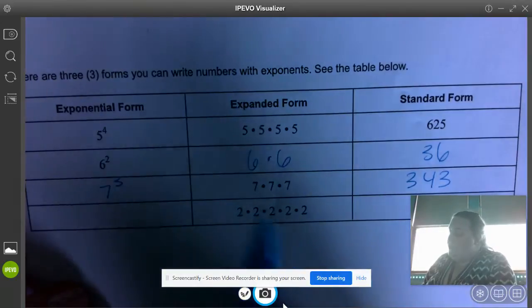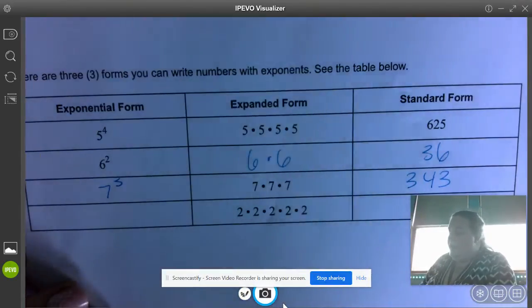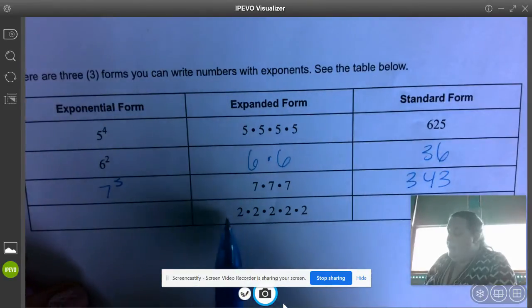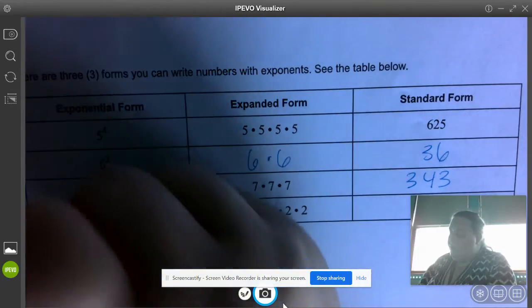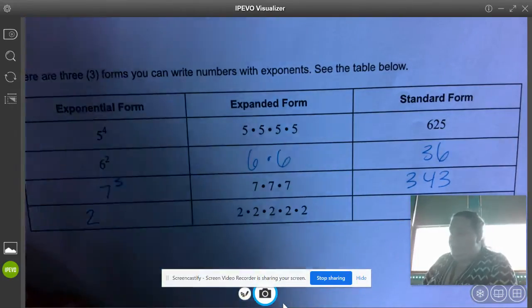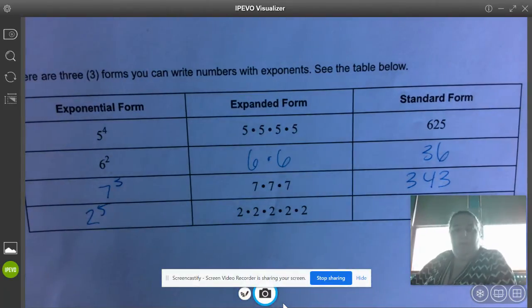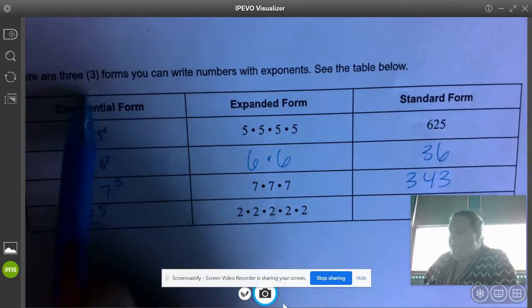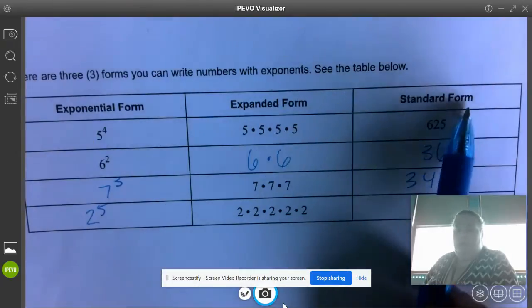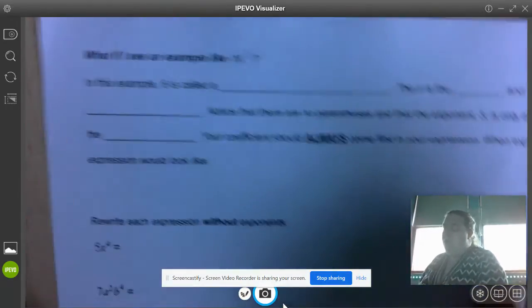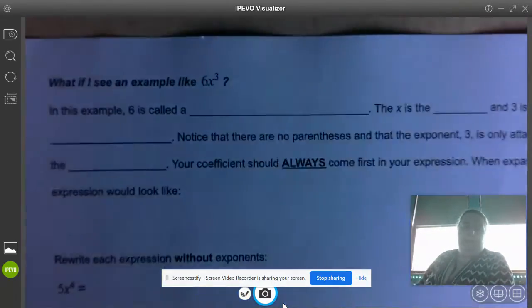Standard form. So in this last one, I know my face is blocking it, but you'll be able to see it on the notes. They give us 32 for standard form, and they give us 2 times 2 times 2 times 2 times 2. So the number being repeated is 2, and then it's being repeated 5 times. So that's 2 to the 5th power. Okay. So once again, these are the different forms that you can work with when numbers are written in exponents: exponential form, expanded form, standard form. Okay. If you have the notes when you're all set, you can flip them over. If not, just keep watching and you'll get a copy later.